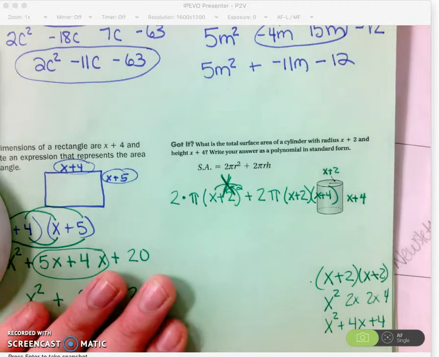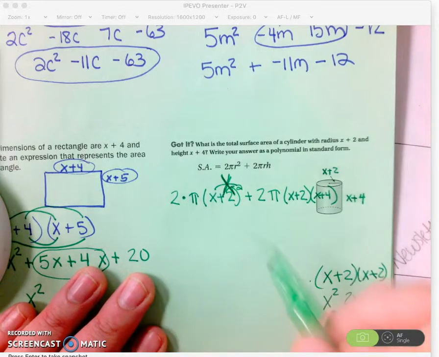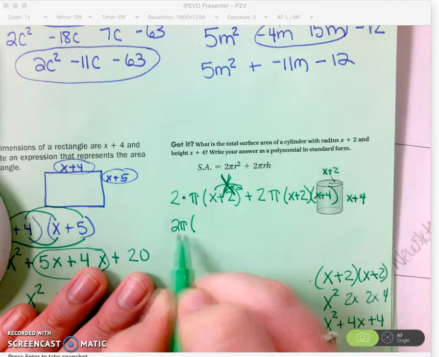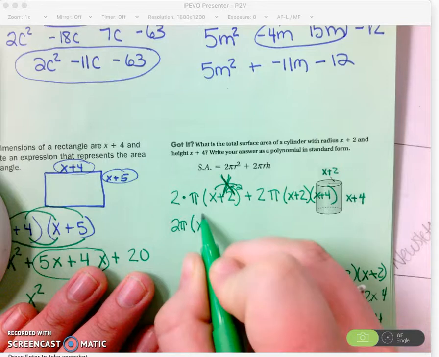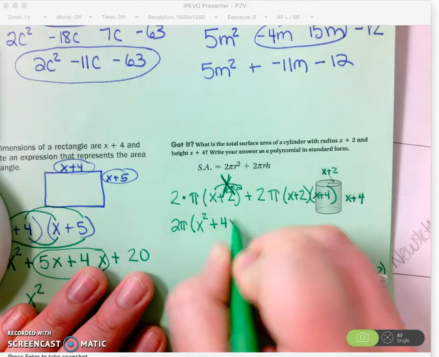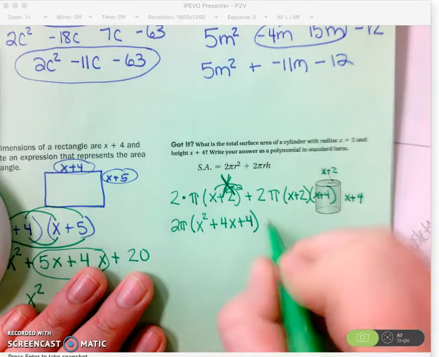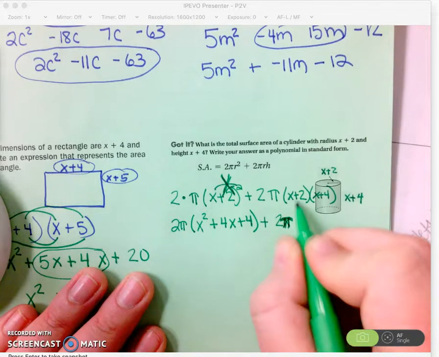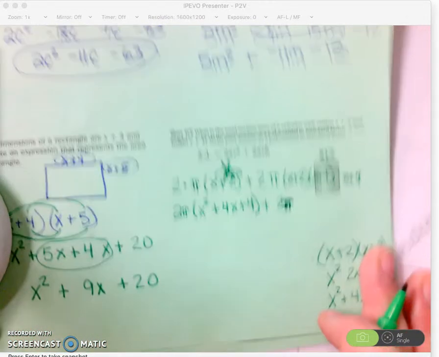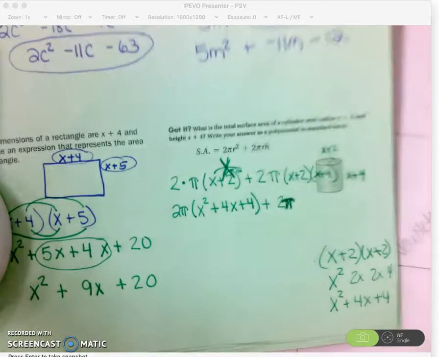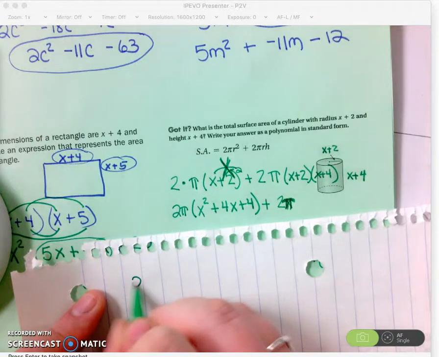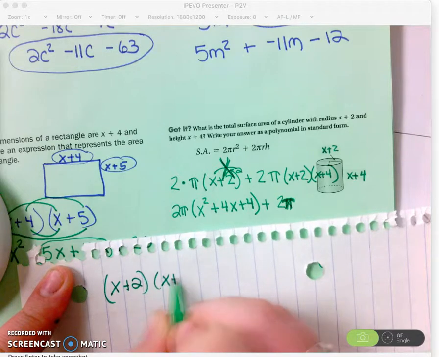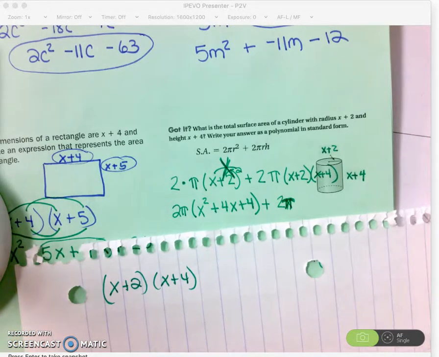Okay, but I also have to multiply that by 2 pi. So 2 pi, because 2 times pi is the same as 2 pi, and I'm going to multiply that by x squared plus 4x plus 4, and then plus that 2 pi, and then I want to multiply these. So again, I need to show my work somewhere else. x plus 2 times x plus 4. I'm doing that first because it's just going to be easier for me.